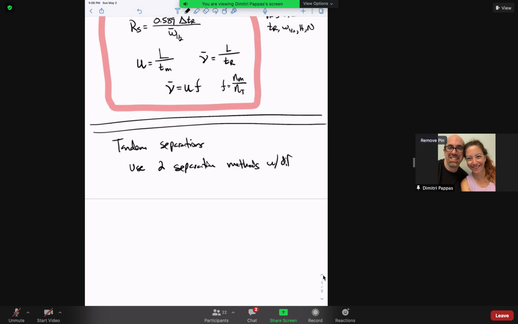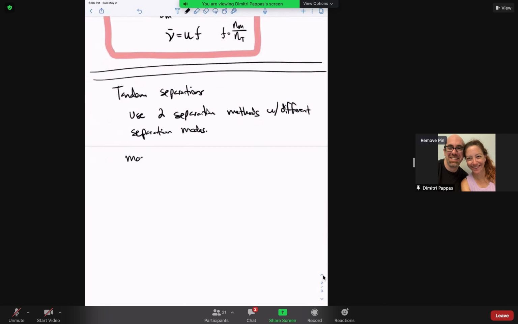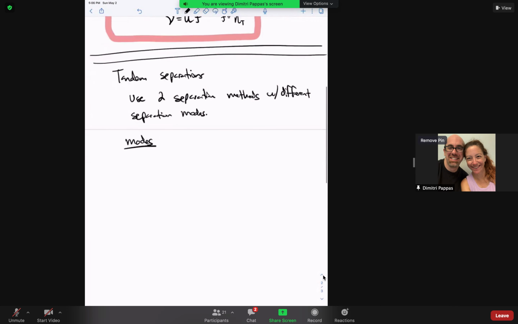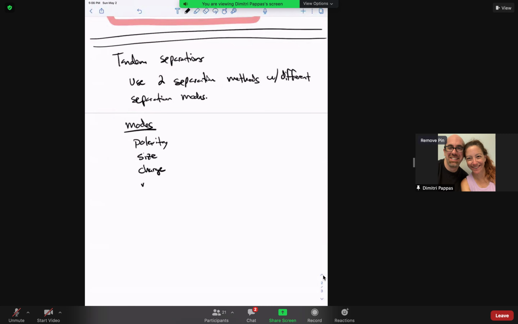with different separation parameters, or separation modes. So, for example, here are the modes that you have available to you in the different types of separations. You can separate based on polarity, and of course, that polarity can be, depending on if your mobile phase is polar and your stationary phase is nonpolar, or the reverse of that, right? That order will change. You can base it on size, right? You can base it on charge. You can actually separate based on mass to charge.